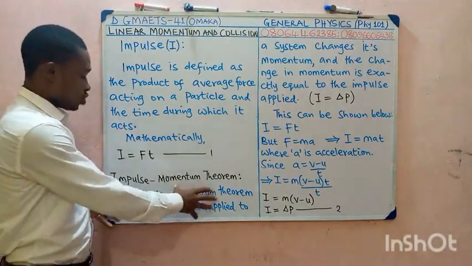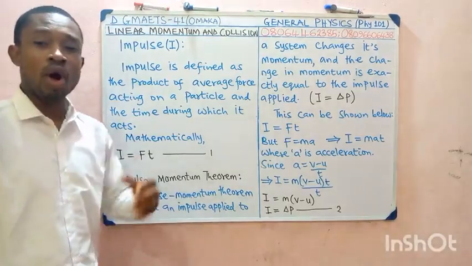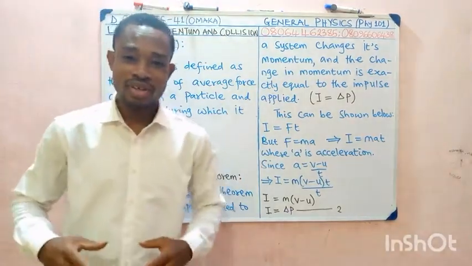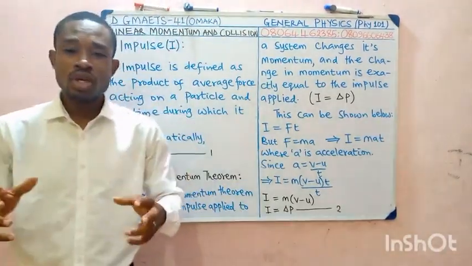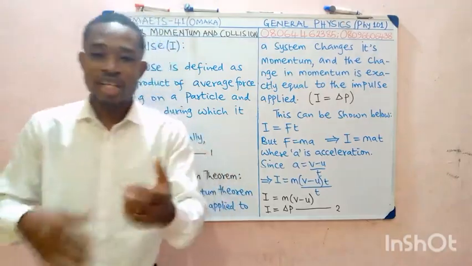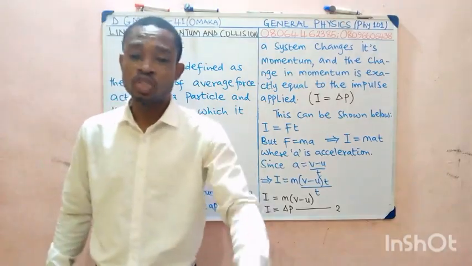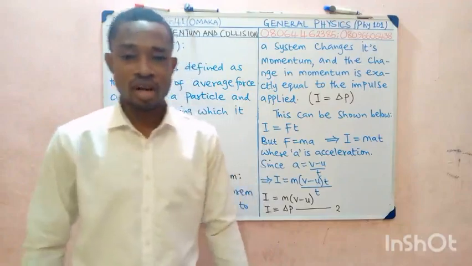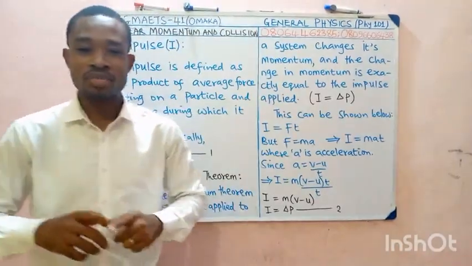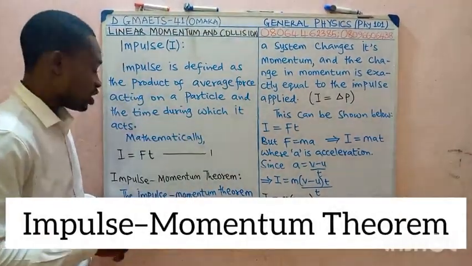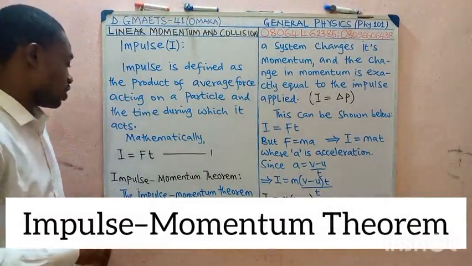Now, this takes us to this theorem known as the impulse momentum theory. You see, momentum is responsible for impulse, because if there must be an impact, an object must possess momentum before it can collide with another. So there is this relationship between impulse and momentum. It's given by this theorem here, the impulse momentum theory.